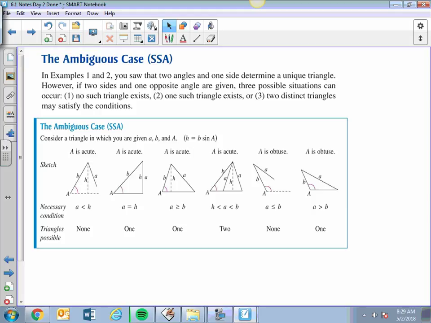Okay, welcome to day 2 notes, pre-calculus. We're talking about chapter notes on 6.1 here. This is what we talked about yesterday.